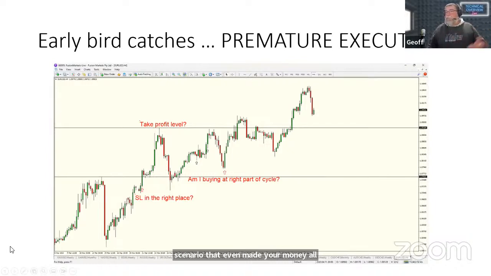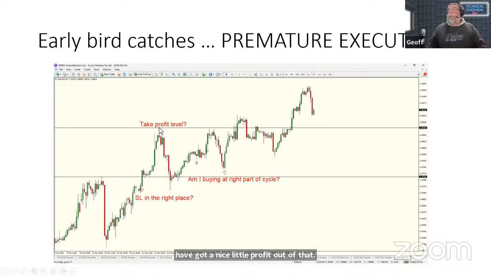Your journal is very important, but also your checklist is very important to say, okay, have I got my stop loss in the right place? If I want to trade this bar here, where am I going to put my stop loss? Underneath the bar, right? Well, fine. You would have got a nice little profit out of that, maybe 1.5 to 1.